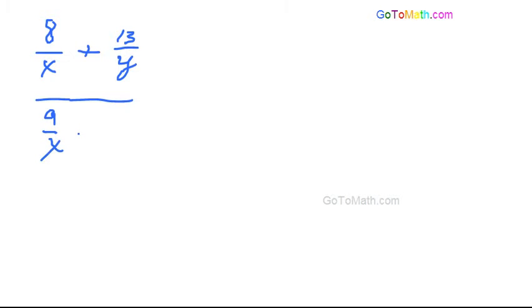So we have 8 over x plus 13 over y, and that's all over 9 over x minus 3 over y. So let's work on this fraction up here in the numerator, adding these two together.